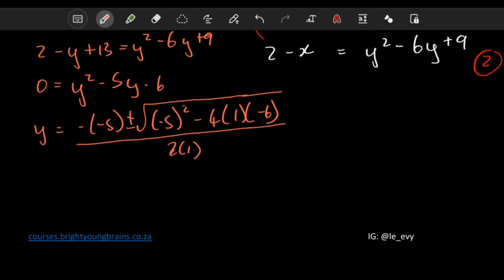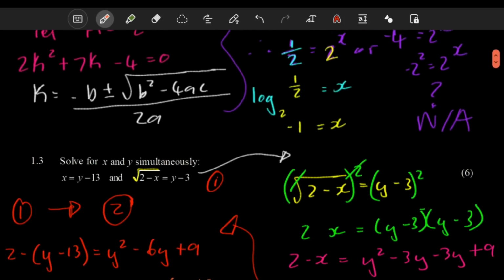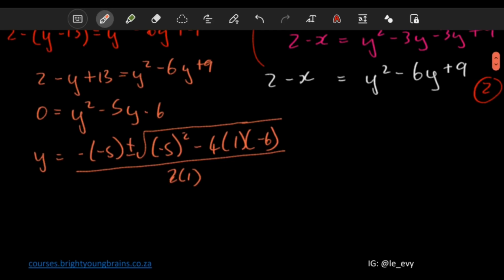So here, if you throw everything into your calculator, we're going to get 2 answers here. What are we going to get? Let me just double check something here. Oh, this is scary. Negative 5 and negative 6. Let's just get... I'm getting here y is equal to 6 or y is equal to negative 1.